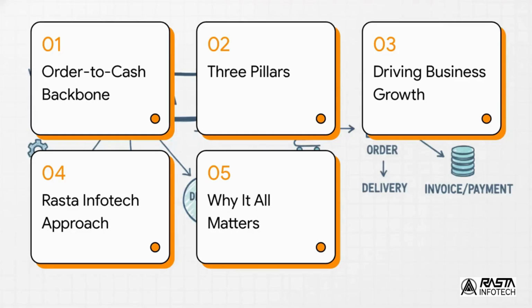Here is our roadmap for today. We'll start off with the order-to-cash backbone. Then we'll unpack the 3 pillars of sales areas, explore how this actually drives real business growth, take a look at the real-world Rasta Infotech approach, and finally, wrap up with why all of this actually matters.